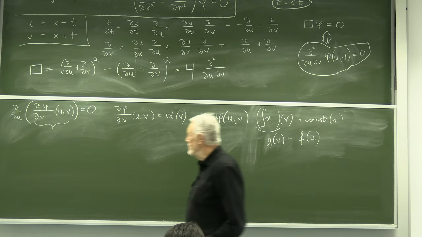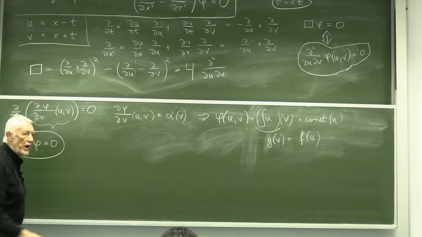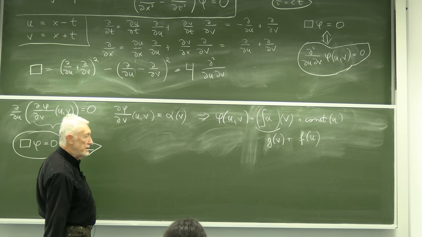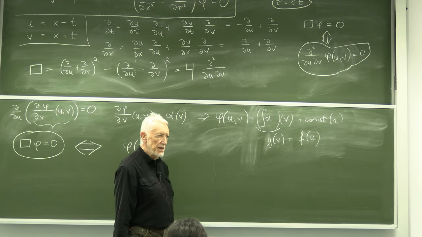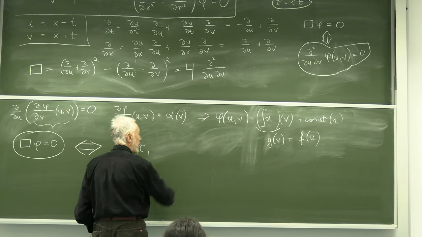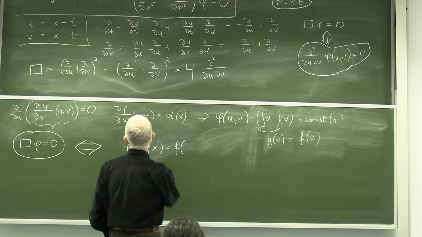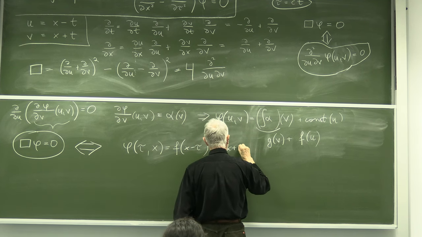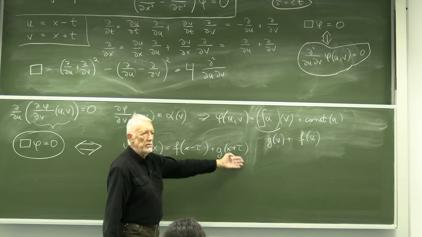Therefore, our conclusion is that a function which fulfills the string equation is always of the type, so phi, now let us express everything in terms of time and position, tau and x, is equal to f of u, and what was u was x minus tau, plus g of x plus tau. So every solution of this equation, all the solutions are there.